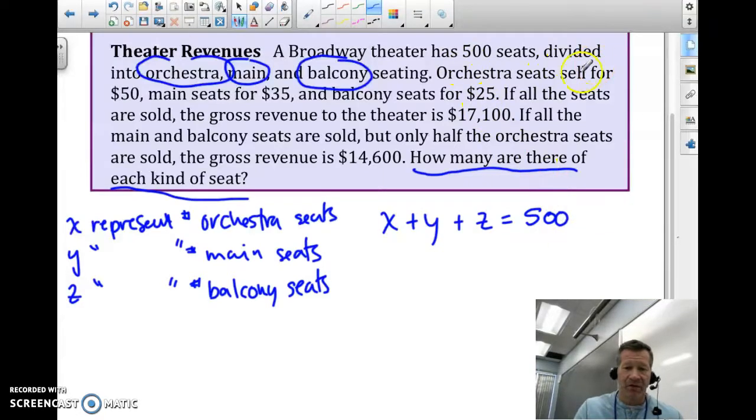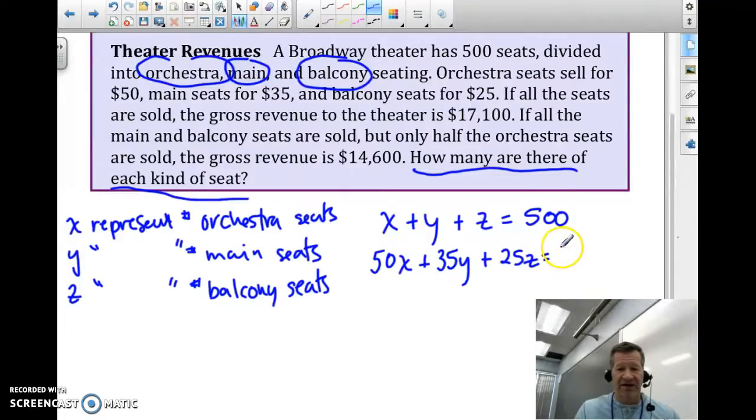Now, from there it says orchestra seats sell for 50, main seats for 35, and balcony for 25, and if we fill the theater, we'll get $17,100 in gross revenue. So each of the orchestra seats is worth $50, so I'm going to multiply 50 times X to find the value of all the orchestra seats. Do the similar for the main seats. 35 times Y will give me the total take for all the main seats, plus 25 times Z will give me the total take for all the balcony seats, and that should add up to $17,100.